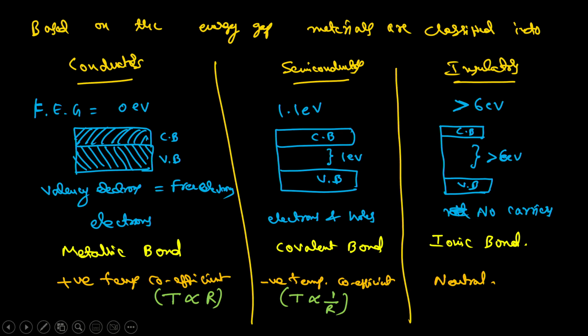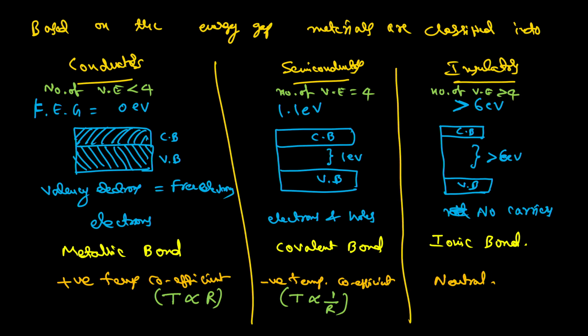So this classification is based on the number of valency electrons and forbidden energy gap. And again we have to write the number of valency electrons here. In conductors, the number of valency electrons is less than 4, in semiconductors the number of valency electrons is exactly equal to 4, and in insulators the number of valency electrons is greater than 4. If the number of valency electrons is exactly 4, then those materials are called semiconductors. Examples: silicon, germanium act as semiconductors.